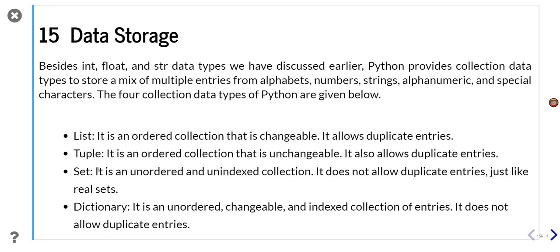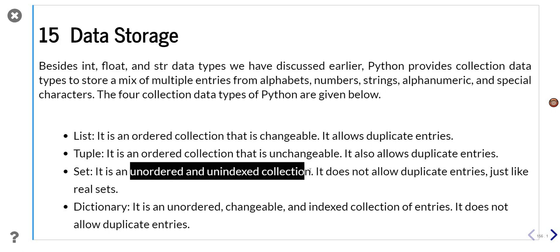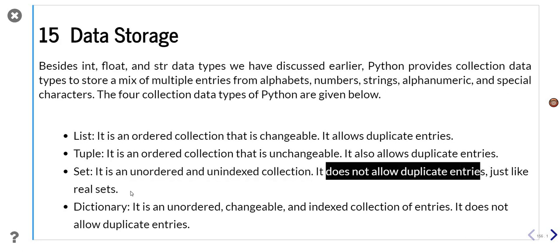Now comes the set. A set is unordered and unindexed. You may type in a particular order, but later when you print it out, it does not necessarily follow that order. It's unindexed, so you can't index it. One of the characteristics of a set is that it does not allow duplicate entries, just like a real set. In a set, a subset, you cannot have duplication, right? So there are no duplicate entries for a set.